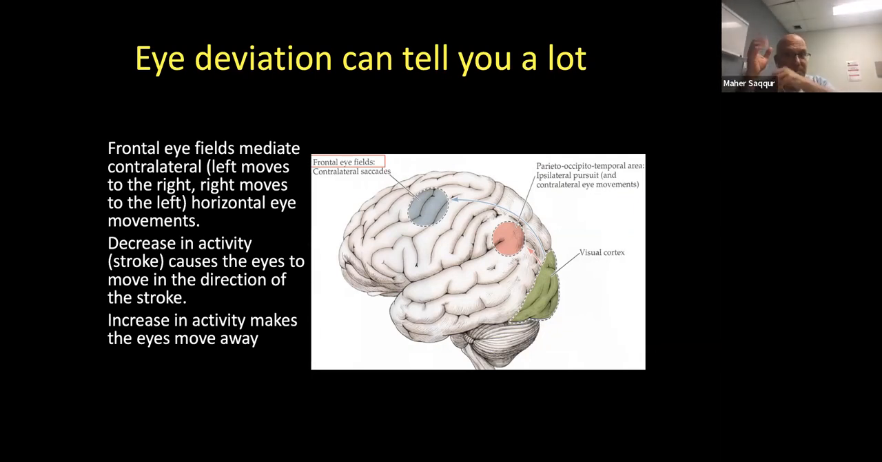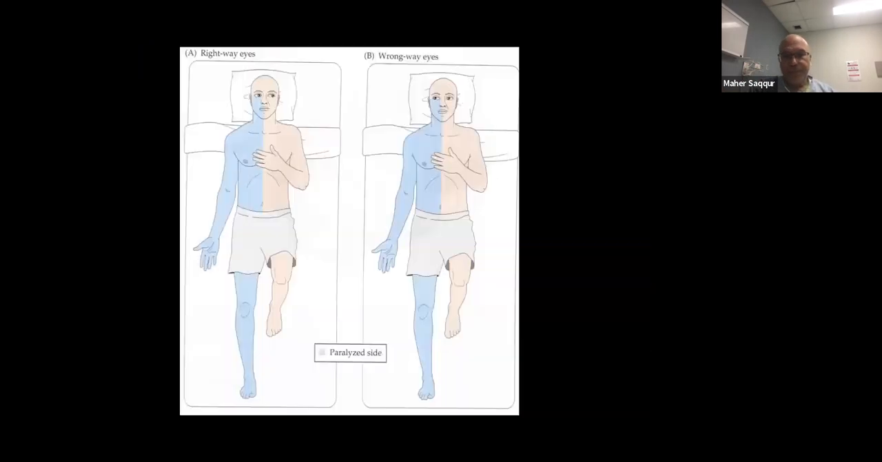That's the opposite in brainstem stroke. In the brainstem stroke, the eye cannot move in the direction of the stroke. It will move away from the stroke. So that's exactly what you see here. If the patient has a stroke on the left side, so the left frontal eye field is affected, he cannot move his eyes to the right side, then he will have an eye deviation away from the hemiplegia towards the stroke.